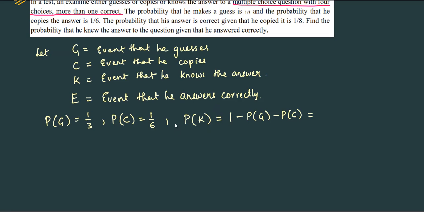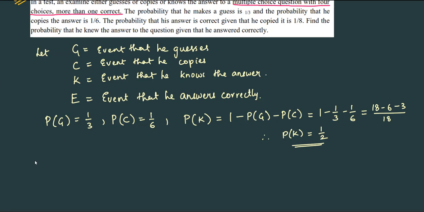So if he is guessing 1/3, if he is copying 1/6, then the probability that he knows the answer is 1 minus 1/3 minus 1/6. So this is (18 minus 6 minus 3)/18, which is 9/18. So half. The probability that he knows the answer is 1/2. So this was the hidden part of the question. It was not directly given.